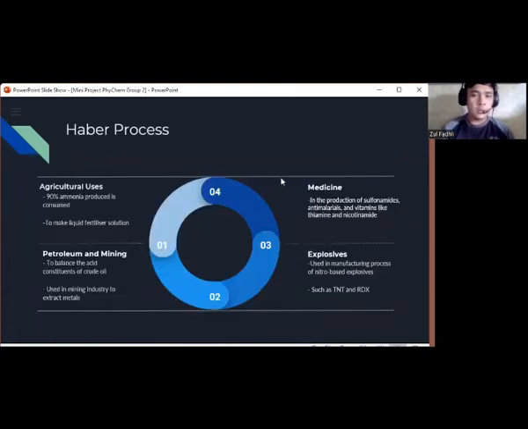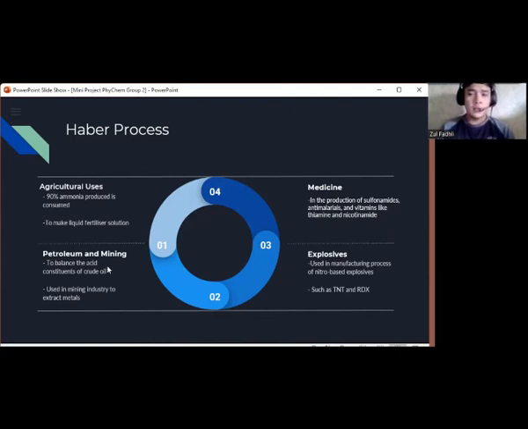Ammonia, which is produced, is a product being used in various applications. The first one is that ammonia is primarily used in agricultural uses. Approximately 19% of all ammonia produced is consumed in this field. It's also used to make liquid fertilizer solutions with compounds like ammonium nitrate, salt, urea, and other ingredients.